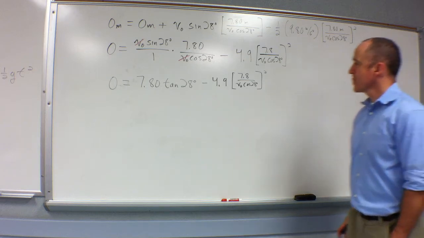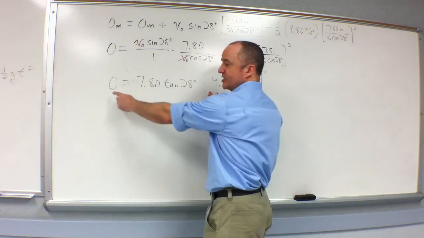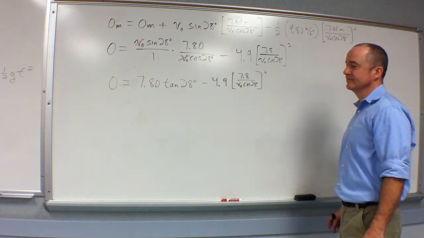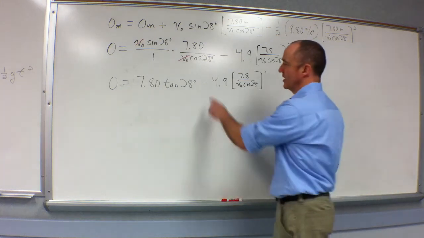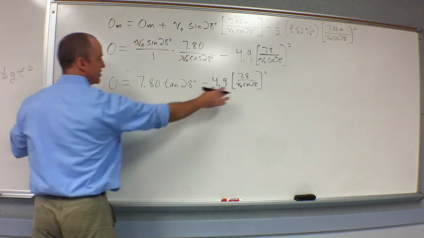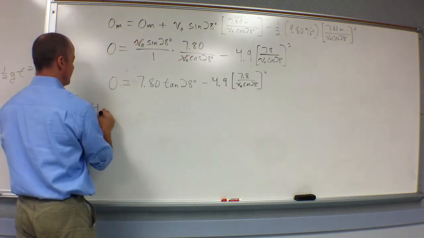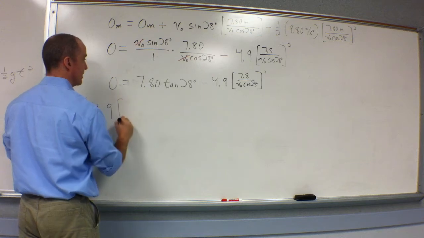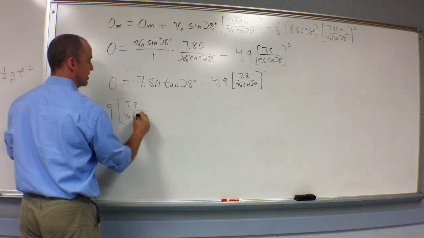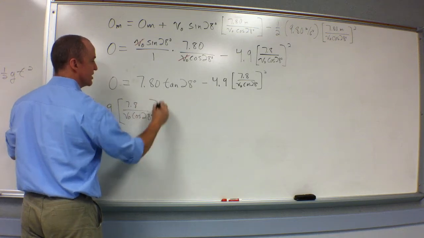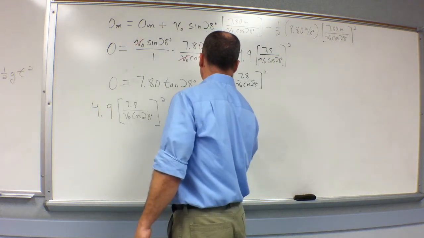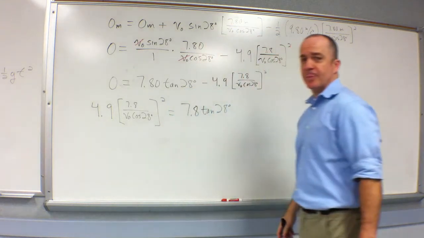Believe it or not. I don't like that this is negative and this is 0. What can I do about that? You can move it over to the other side. I can move it over to the other side. I can add this term to both sides, and that's going to give me 4.9 times 7.8 over v initial cosine 28 degrees squared equals 7.8 tangent 28 degrees, right? Yes.